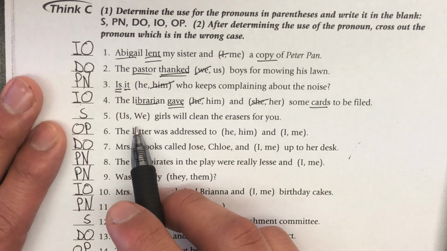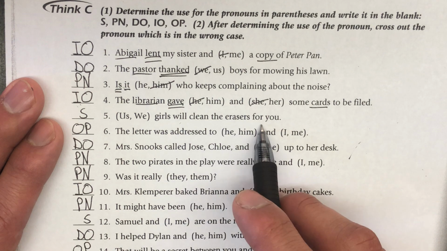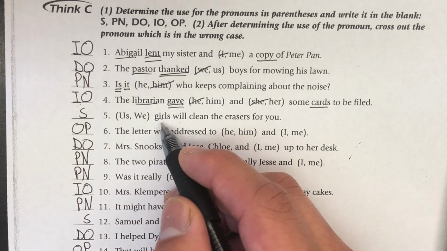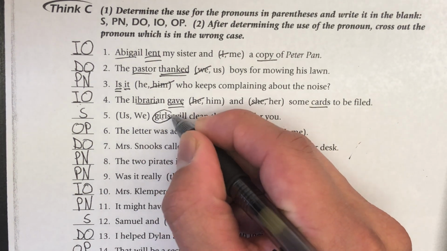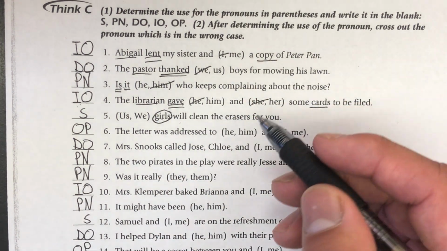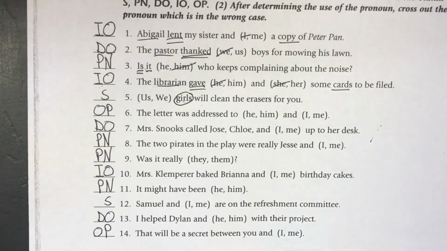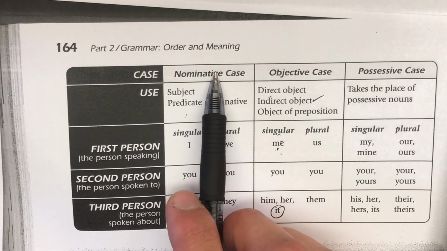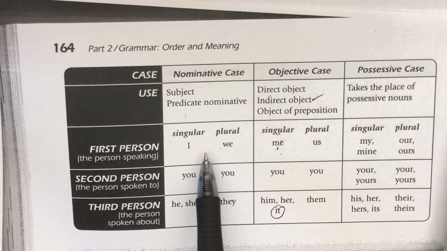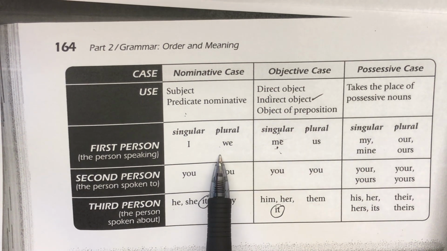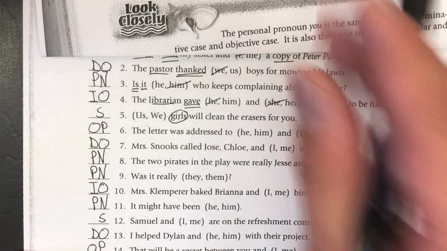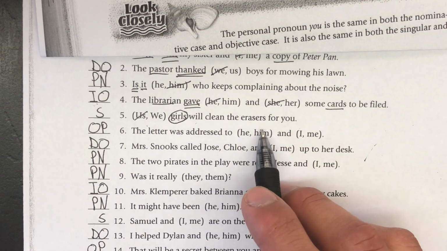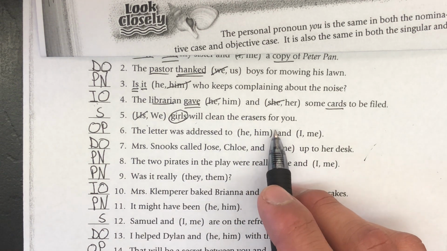Next one, number 5. Blank girls will clean the erasers for you, okay? Girls is an appositive, renaming the subject, okay? So we know that we're looking for a noun that is the subject, so it has to be in the nominative case. So it would be we, okay? So we would cross out us. Us gets crossed out, and you would say, we girls will clean the erasers for you.